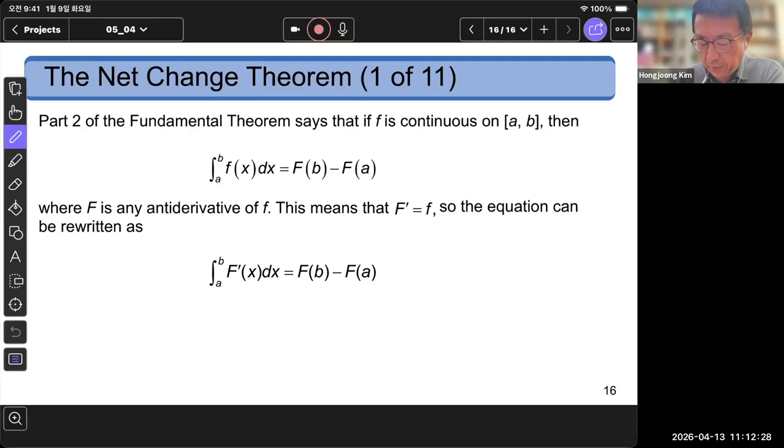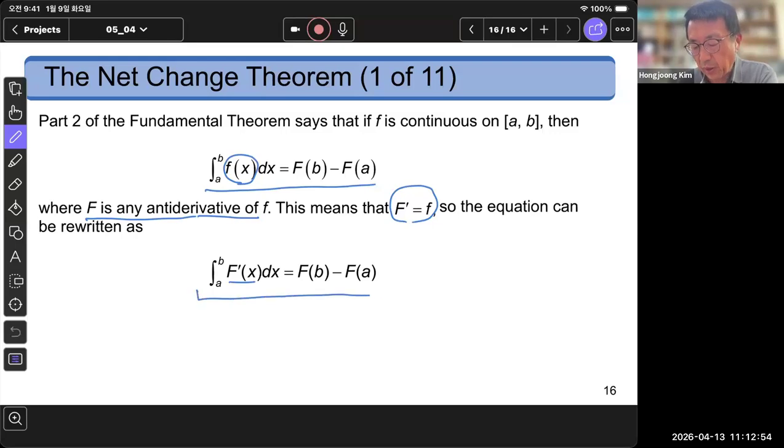So if uppercase F is an antiderivative of lowercase f, then part 2 of the fundamental theorem of calculus was this. And since the derivative of uppercase F is the same as lowercase f, my integrand can be replaced by F prime to get this expression, and we already observed this moments ago, right? When I explained the fundamental theorem of calculus.